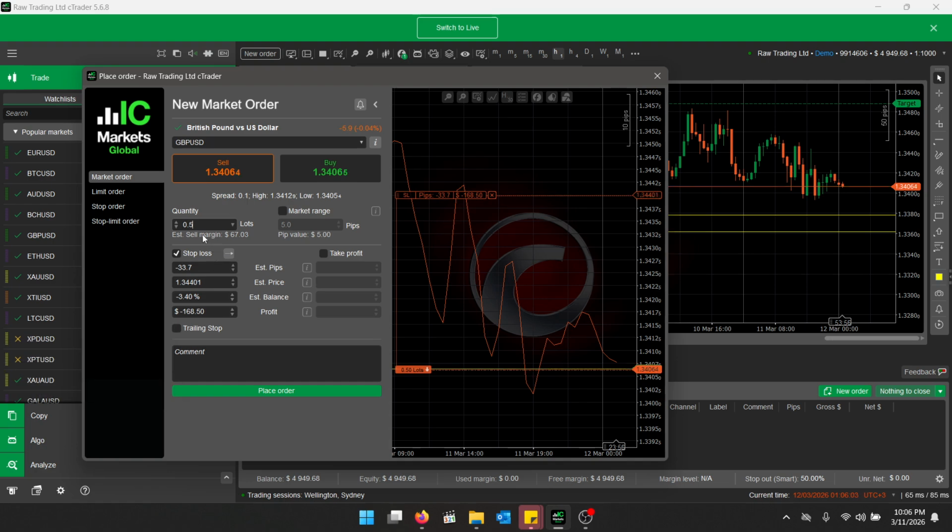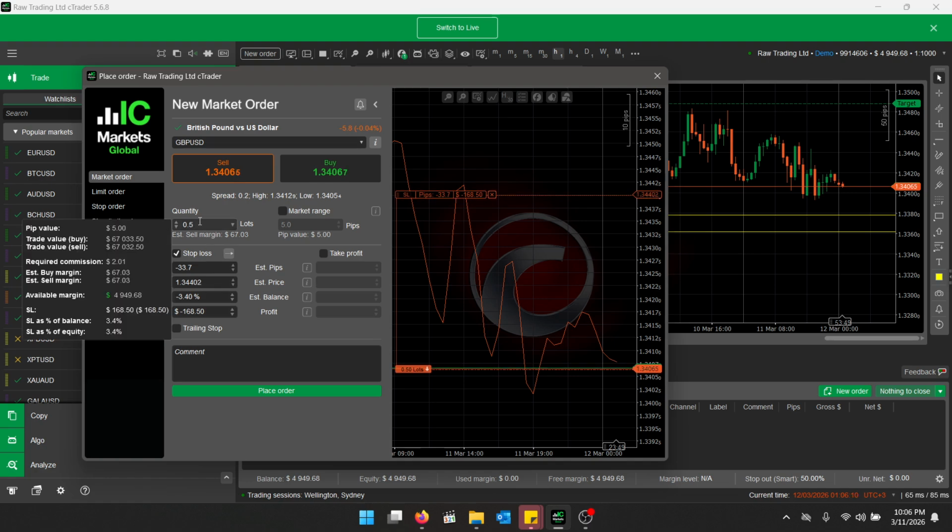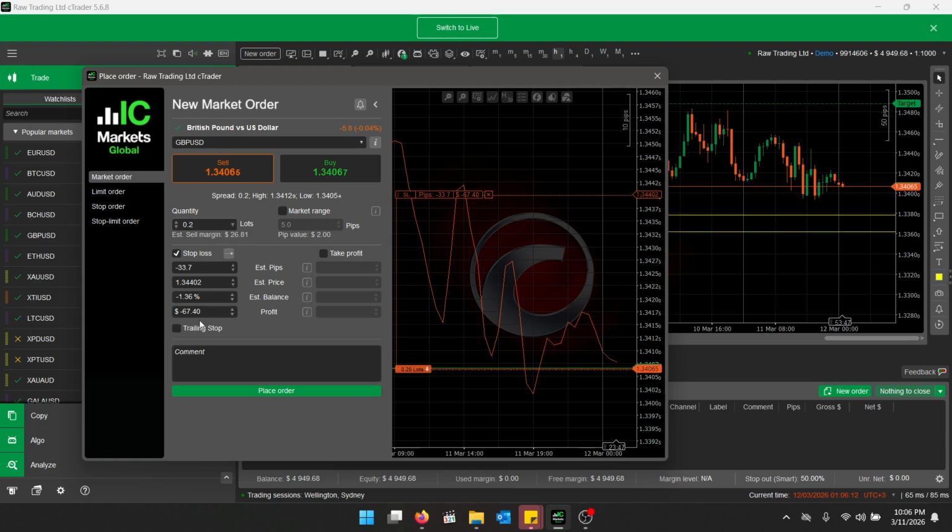If I use 0.5, the same position, I'm risking 168. So here I can just use 0.2. So I'm risking only $67 out of my account. The same way, maybe when price gets to this line, 1.3380, because I'm saying price should go down, which is the sell, that is the take profit. So I'll just type in this price.